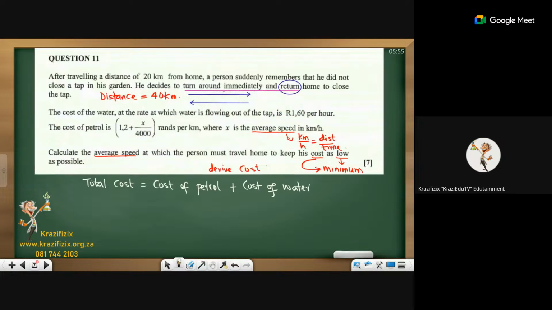Let's go back to the question. After traveling a distance of 20 kilometers from home, he already traveled 20 there. Then what happens? A person remembers that he did not close the tap in the garden. He decides to turn around immediately and return home. So the distance traveled, therefore, is 40. But he is paying 1,2 plus x over 4,000 rand for every kilometer. I hope that makes sense.